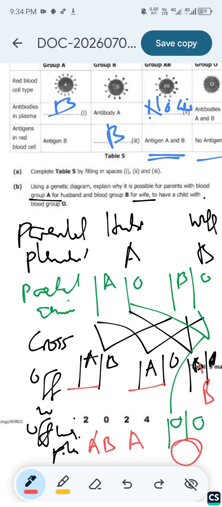And the possibility is that we have 4 outcomes: 1, 2, 3, 4. So the probability is 1/4, which is this couple have 25% chance of having a child with blood group O. This is basically it.